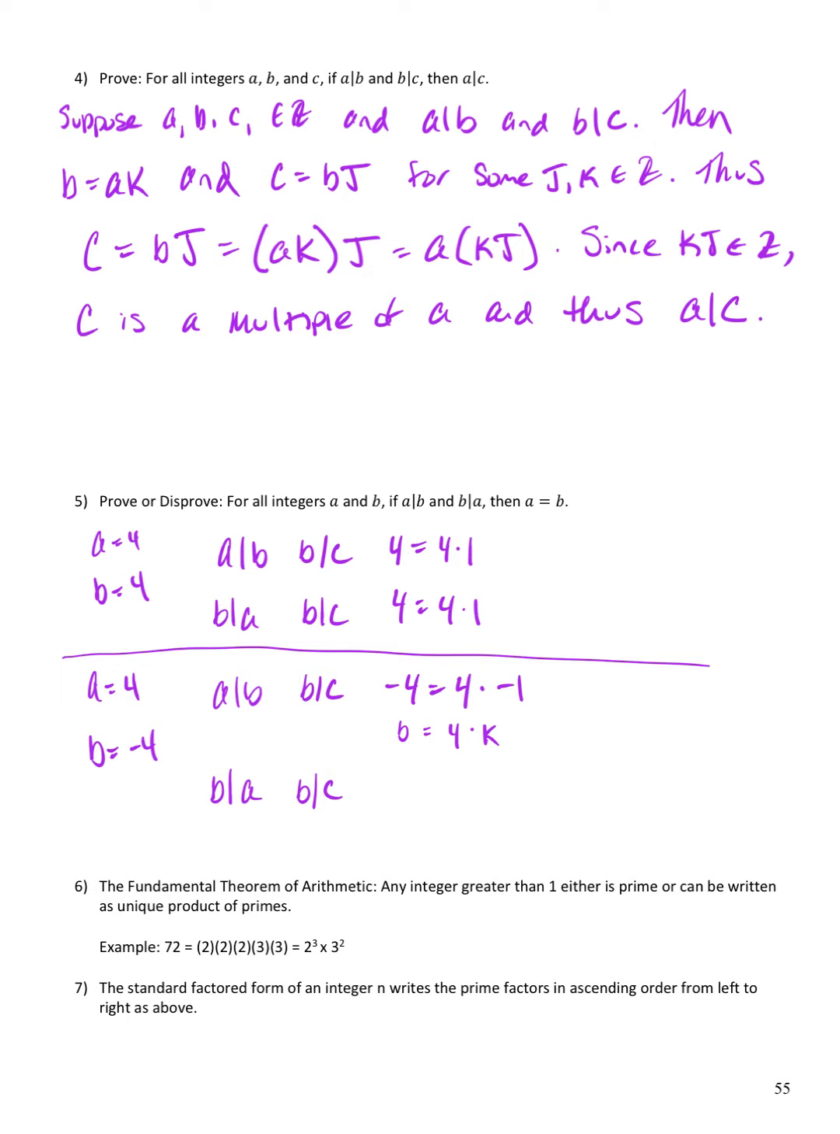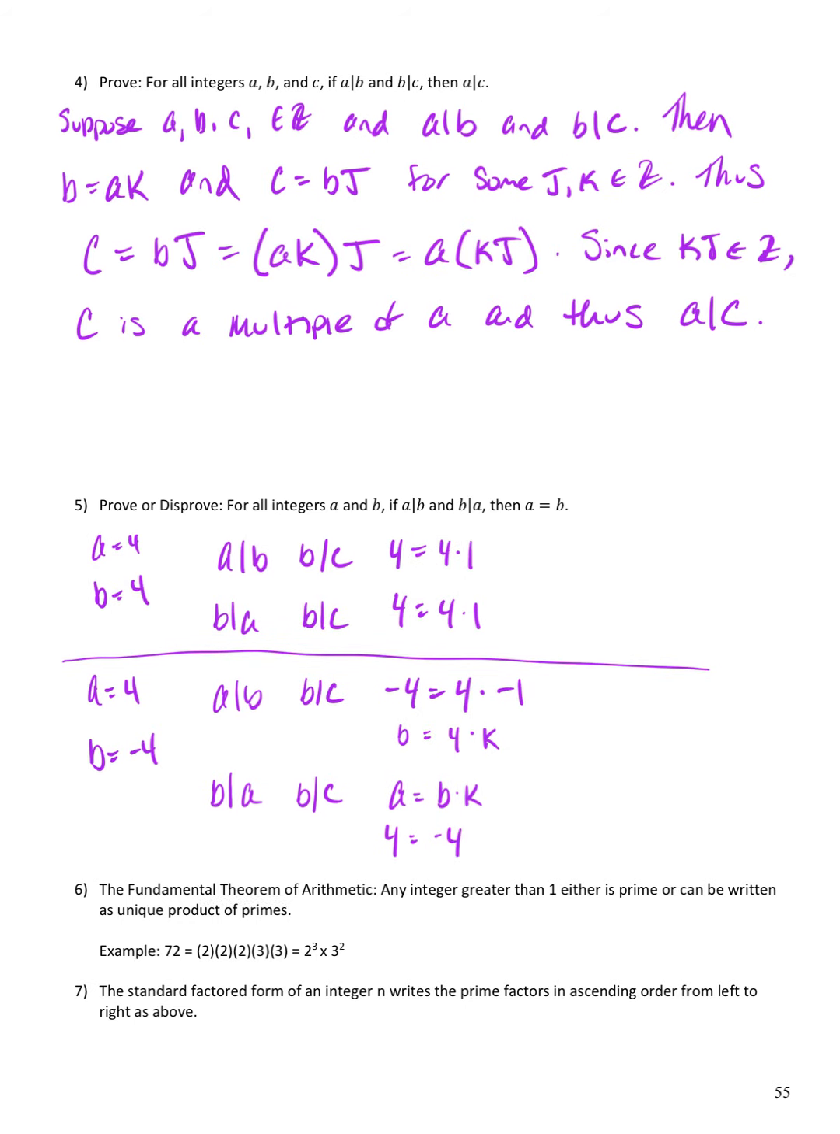So that would tell me that b goes into a, right? So a can be rewritten as b times an integer. a is 4, b is negative 4, times negative 1. And yes, a does divide b and b does divide a, but a and b are not equal. 4 does not equal negative 4. So this is our counterexample.